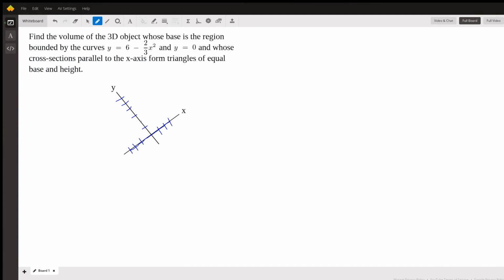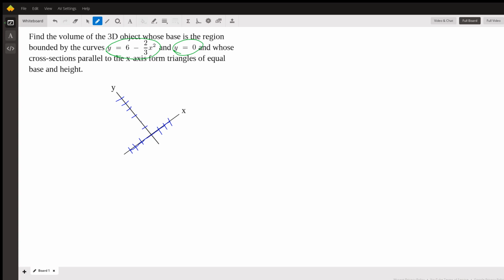So in this particular short video, we're going to be taking a look at this Calculus 1 question, which asks us to compute the volume of a three-dimensional object whose base is given by the region bounded by these two curves that you see here. One is going to be this parabola, and the other is going to be the x-axis, or y equals 0. And we're told that when you take cross-sections of this three-dimensional object parallel to the x-axis, what you should see are triangles that have an equal base and equal height.